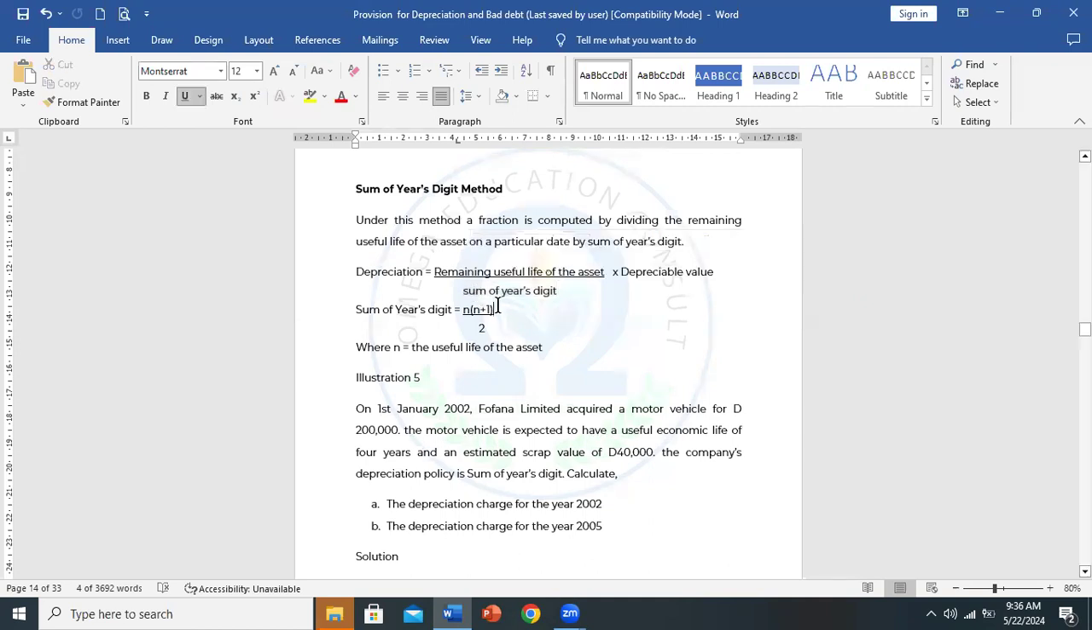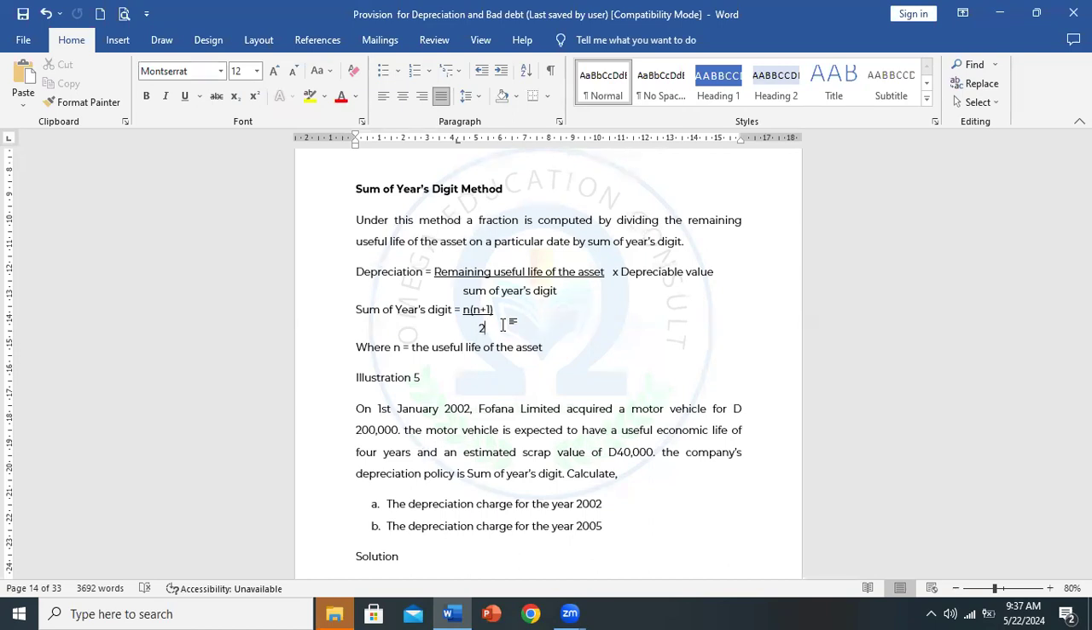There's a simple formula to get the sum of years digit, which is n in bracket n plus 1 divided by 2. Let me cite an example so that it makes sense. If the useful life of the asset is 5 years, then sum of years digit means you add, because 5 years means 1, 2, 3, 4, 5, right? So add the 1 to the 2 to the 3 to the 4 to the 5. What you get is the sum of years digit.